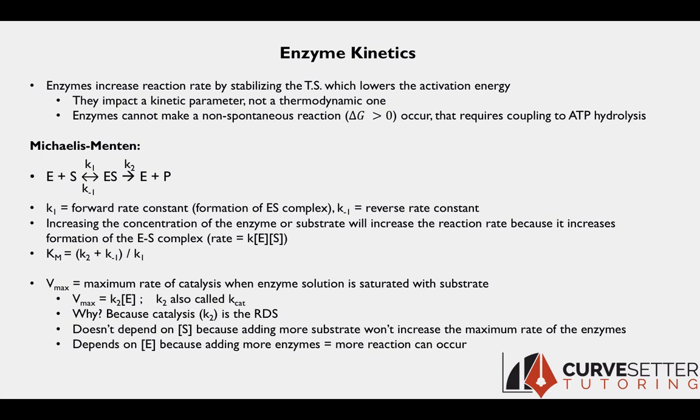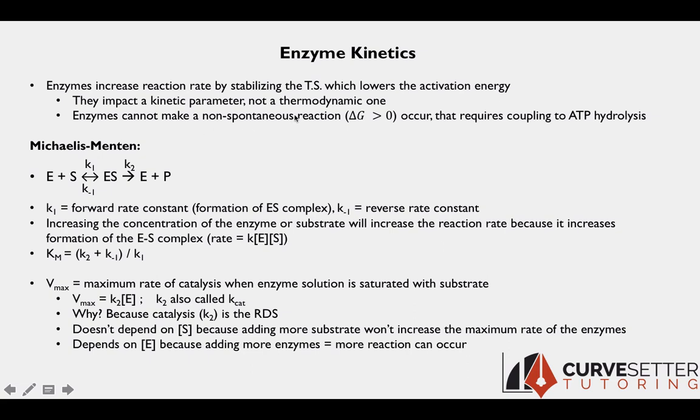Now let's talk about enzyme kinetics. We know that in general, enzymes are going to increase the rate of a reaction, and they do so by lowering the activation energy and stabilizing the transition state. Those are one and the same. Stabilizing the transition state, meaning lowering the energy of the transition state, is the same as lowering the activation energy. That means that enzymes impact a kinetic parameter and not a thermodynamic one. We went into detail about kinetic versus thermodynamic parameters in one of the chemistry lectures, but this is important to know.